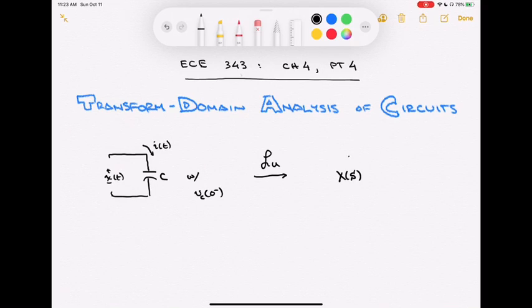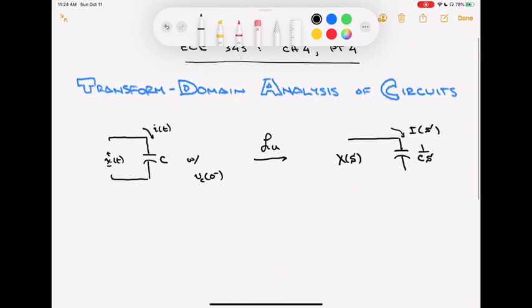Then it's going to feed into that capacitor, so no problems there. We're going to have our capacitor in there. The transform of the current, we're just going to call I of s. And then we can take a look at that capacitor, and we're going to represent it with its impedance. In the transform domain, that should be 1 over Cs, hopefully something you've seen before in circuits.